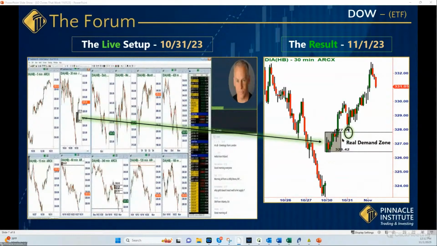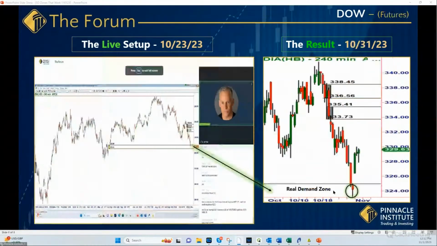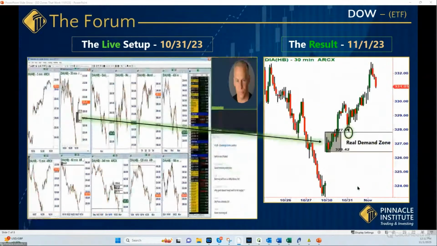Yesterday, after that turn down at the 324, 325 area, we then moved higher and created two new demand zones, right here. I know it's hard to see over here. This is from our session yesterday.